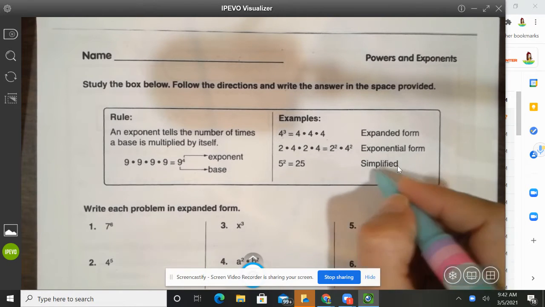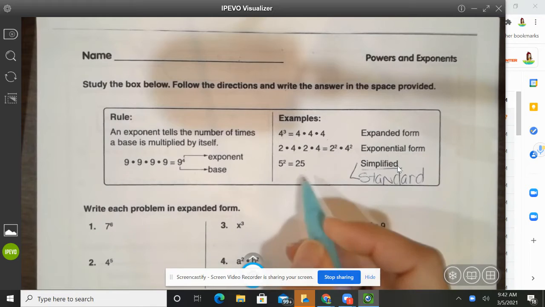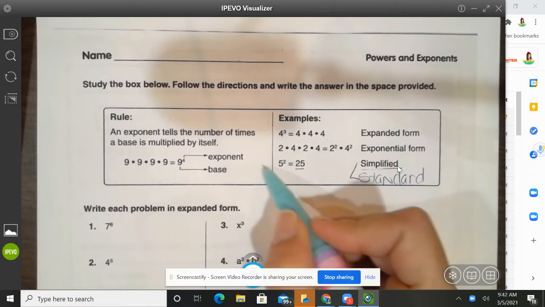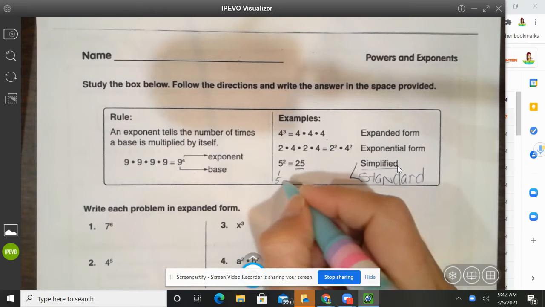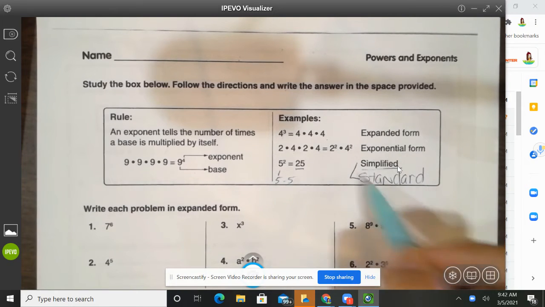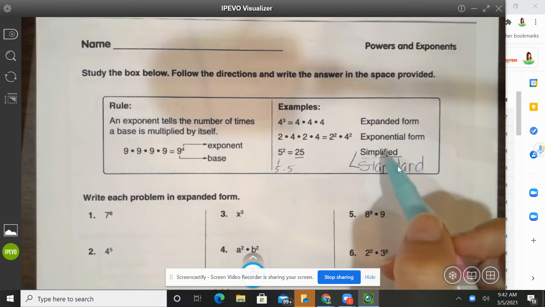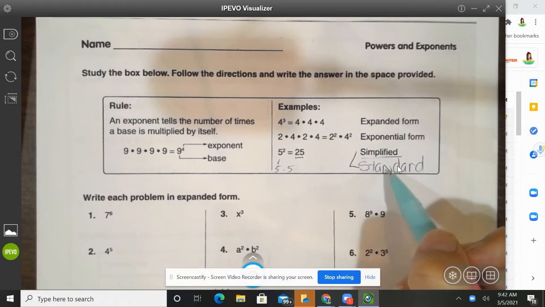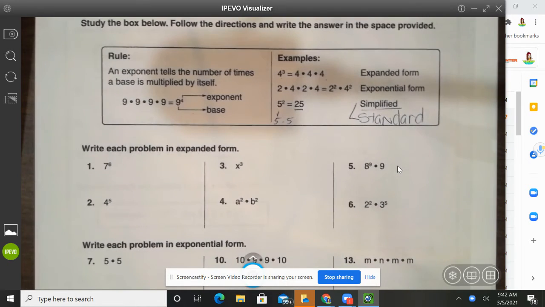And then you can find simplified or standard. Those words mean that when you simplify 5 to the 2nd power, it's 25. So that is 5 times 5, right? So you find the answer, you simplify, you solve it. So you can say the simplified version or the standard version, okay? All right, so let's look at some examples.